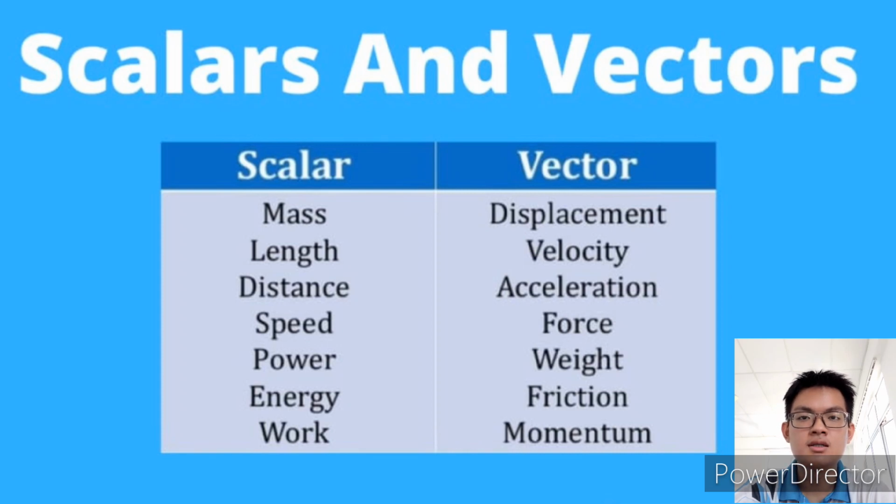Scalar and vector. Scalars include mass, length, distance, speed, power, energy, work. Vectors include displacement, velocity, acceleration, force, weight, friction, and momentum.